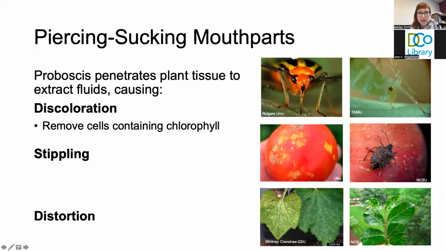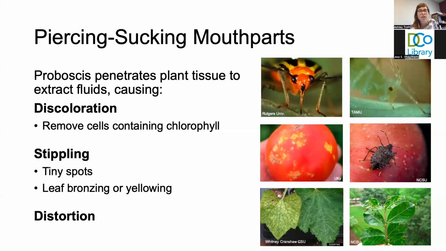Let's see. It's a little bit like this, but this looks more like stippling to me. But basically, they're going in and they are taking out liquids. They are taking out proteins, sugars, everything else that they want by just sucking the liquid out, right? So it's like a little needle. They go in and they pull the liquid out that they want. Stippling are tiny spots, can be leaf bronzing or yellowing. It's like what you're seeing down here. To me, this is also a form of stippling as well. It looks to me like you had a paintbrush, right, with a lighter color on it, and you just kind of were doing that around. That's why they call it stippling.